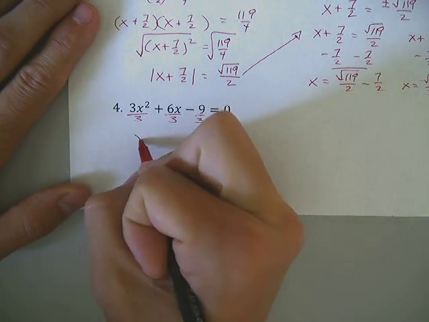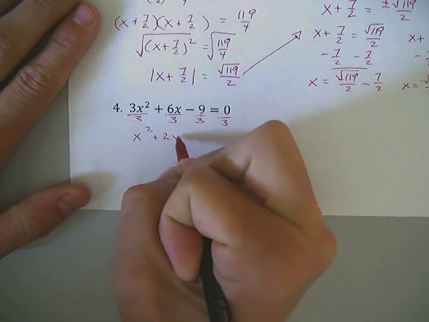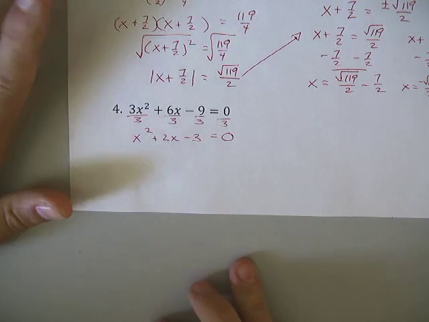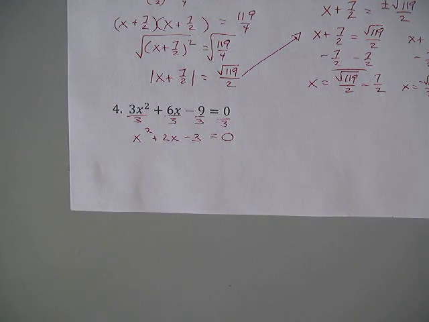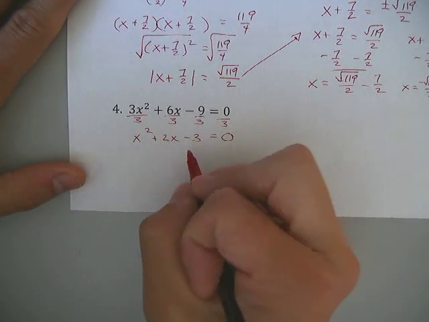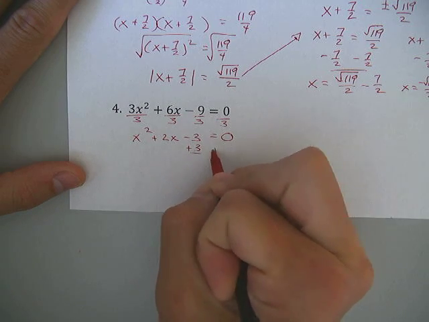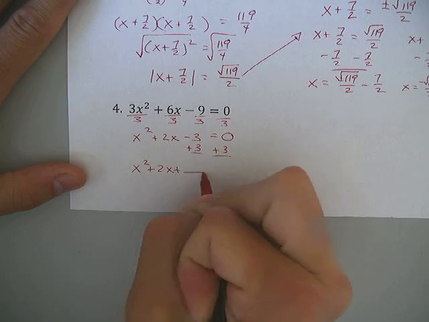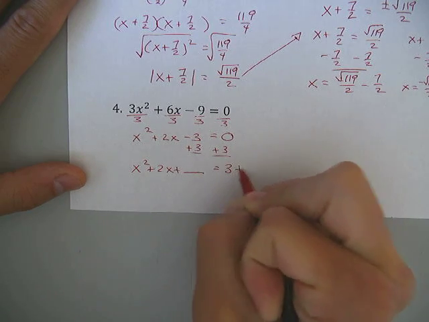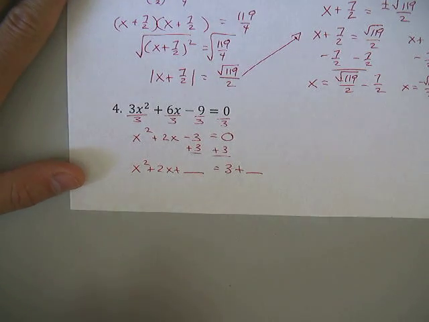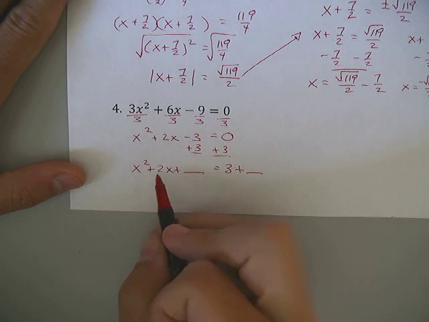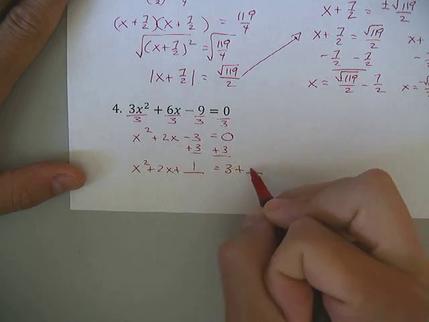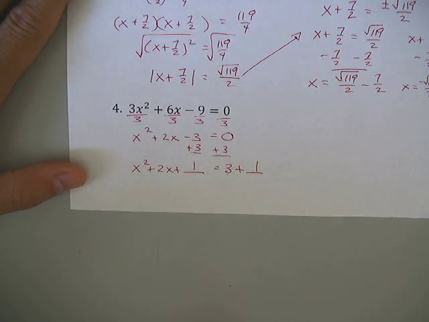And so as a result, I'm going to get x squared plus 2x minus 3 equals 0. And then after that, everything's the same. So I'm going to move my constant. So I get x squared plus 2x plus something equals 3. Next step, divide this by 2 and square it. So 2 divided by 2 is 1. 1 squared is 1. So I'm going to add that to both sides.